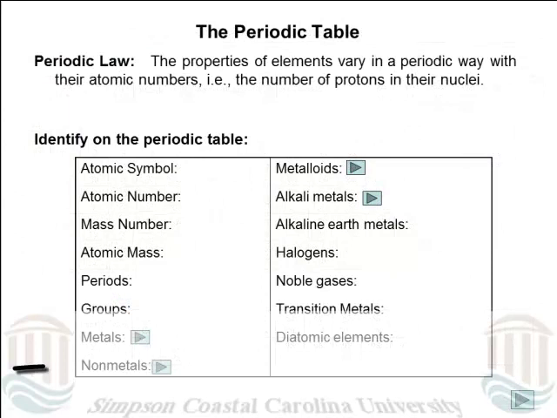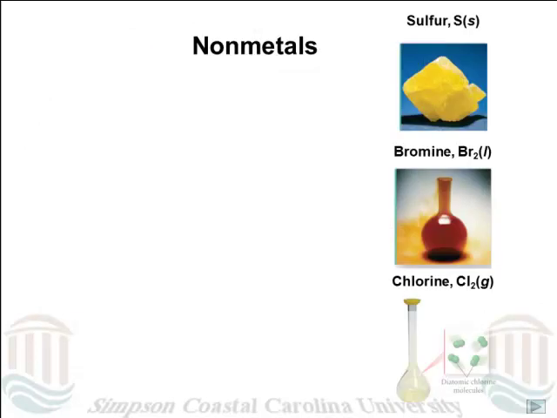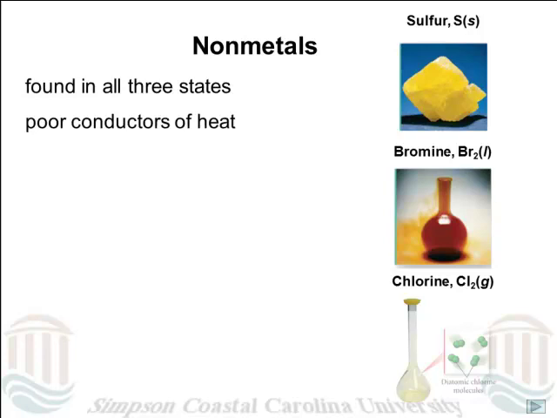All right, next we're going to talk about nonmetals. So we've got a picture of sulfur, bromine, and chlorine. Nonmetals can be found at room temperature in all three states. Sulfur is a solid, bromine is a liquid, chlorine is a gas. They're going to be poor conductors of heat, as opposed to metals, which were good conductors of heat. They're going to be poor conductors of electricity.